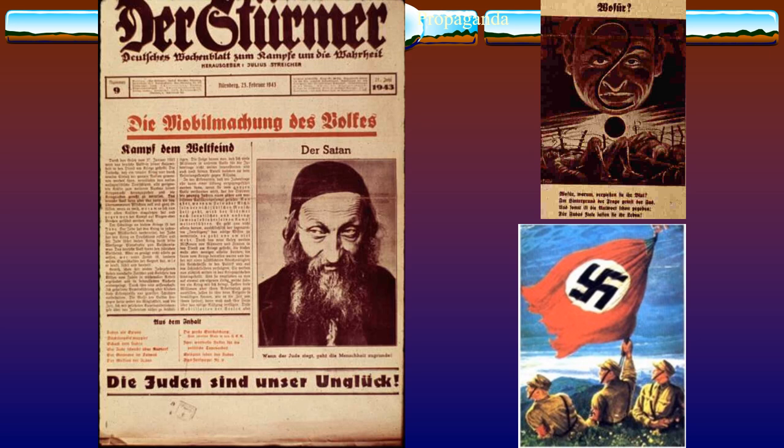And this resonated with a lot of German people. And what it means is you can do anything you want to a Jew, and they did a lot, and basically get away with it. And it's horrible.